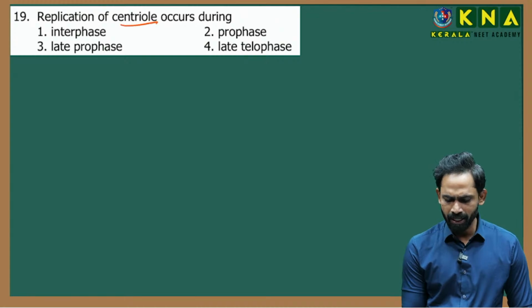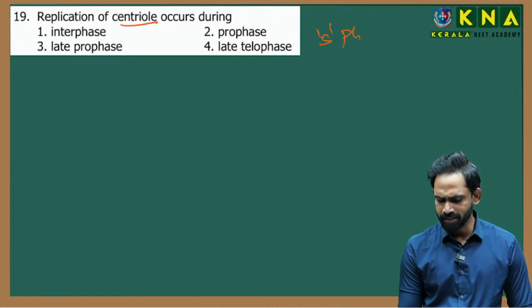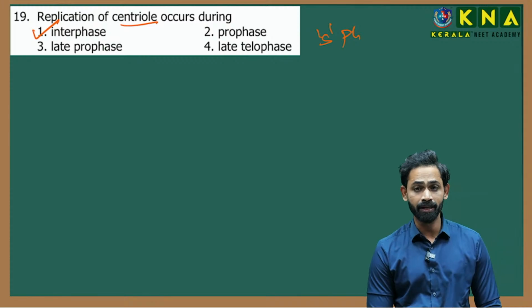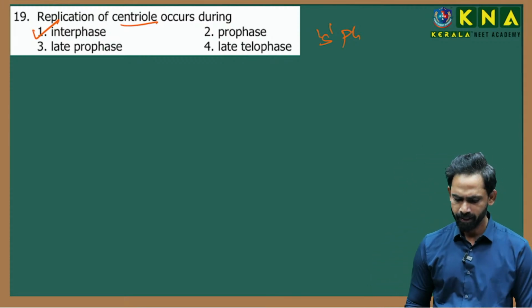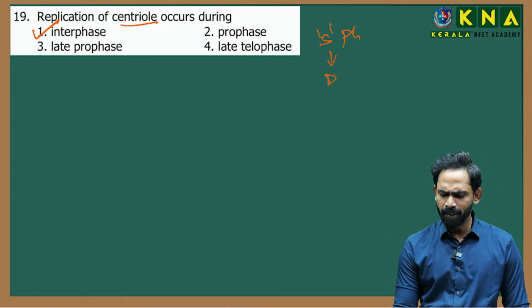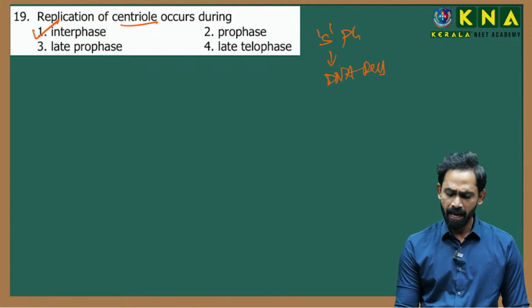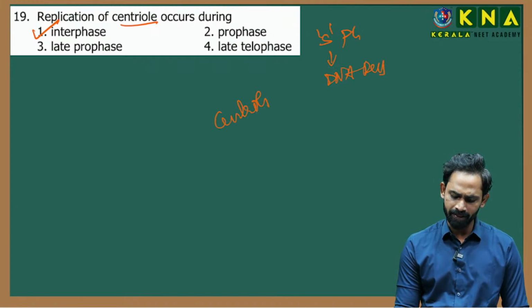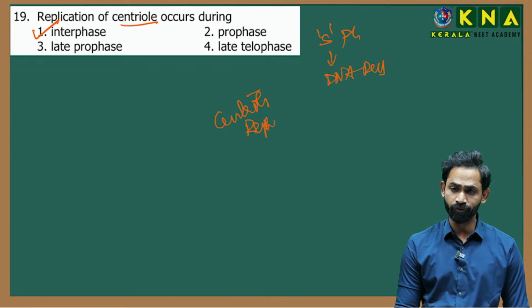Centriole replication occurs in the S phase. S phase comes under the interphase. But the difference is here, one small point. In the S phase, DNA replication takes place and centriole replication also takes place. Centriole replication is a very beautiful concept, okay?